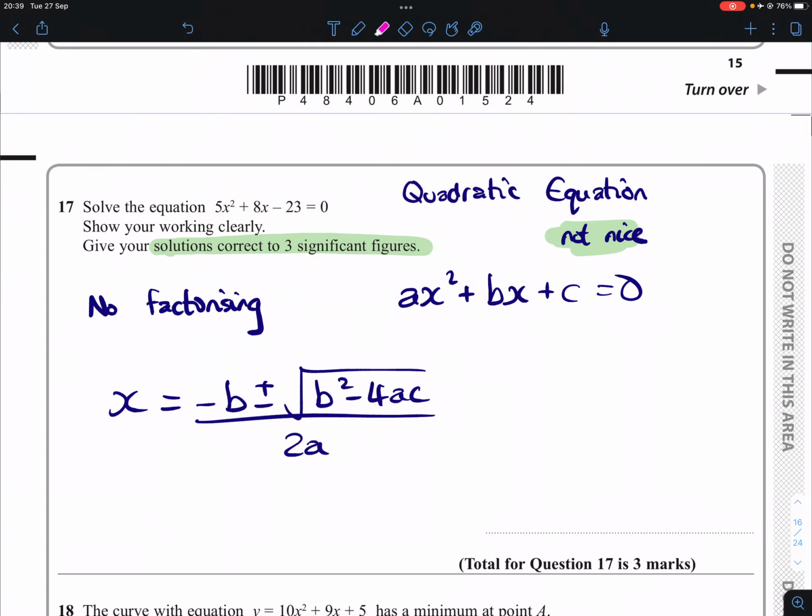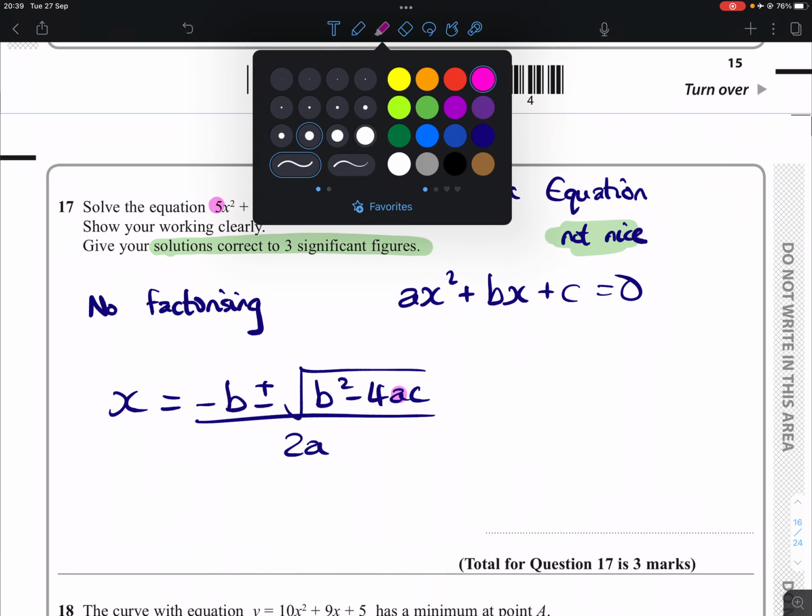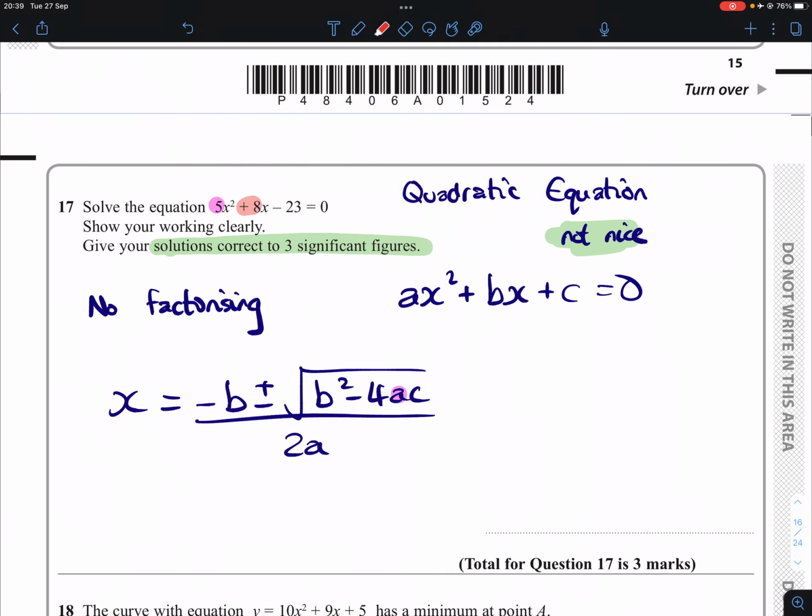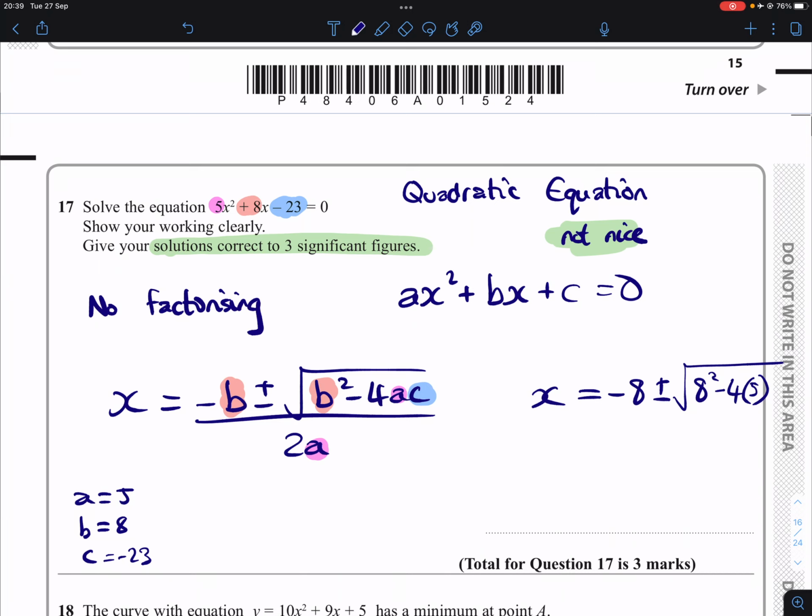One, quote a, b, and c carefully, making sure that when you have any negatives, you substitute them in brackets. So in this case we have that minus 23 is c, and I almost forgot about that a in the bottom. So our a is 5, our b is 8, and our c is negative 23. When I sub that into the formula, we're going to end up with the following. Minus 8 plus or minus the square root of 8 squared minus 4 times 5 times minus 23, all over 2 times 5.